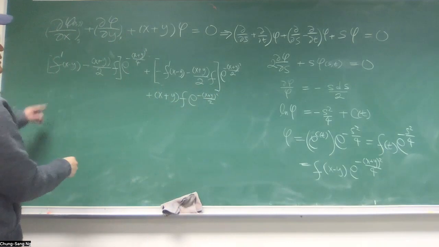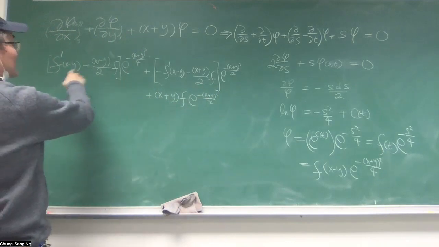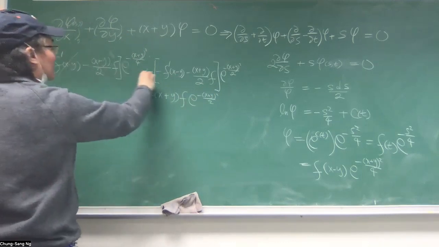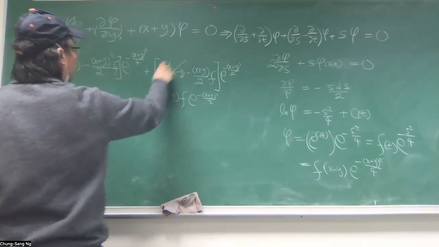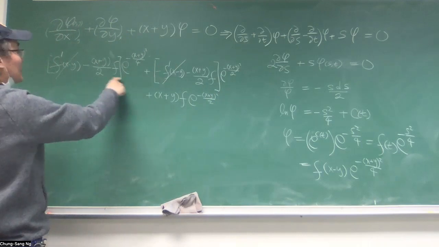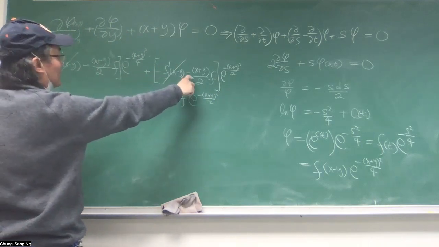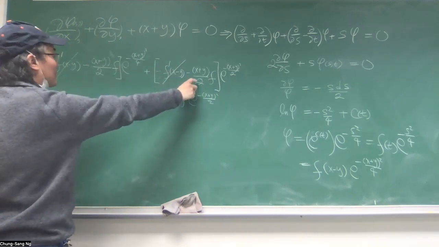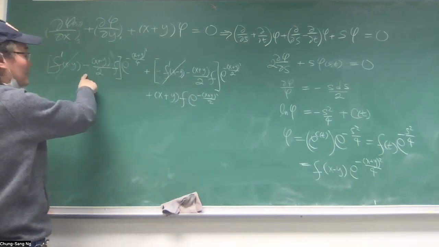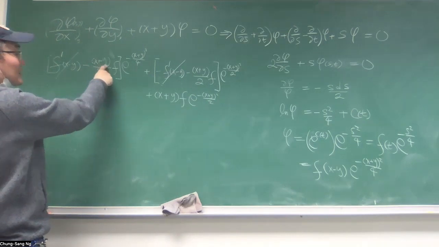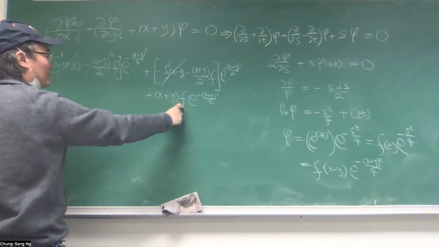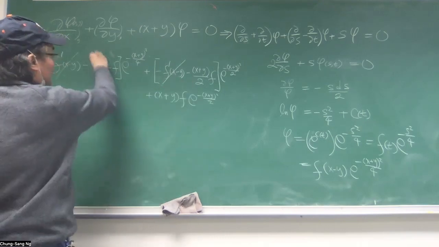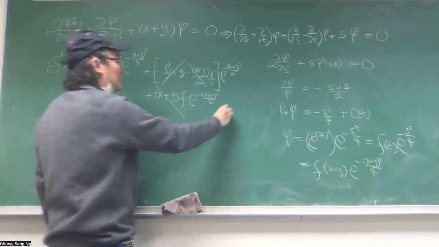And now you see that this term cancels with this term. This term cancels with this term. Because this is plus, this is minus. And this one and this one both have a negative sign and negative 1/2 and then minus 1/2 with minus 1. Both have x plus y times f, and the exponential function. So all three just cancel.